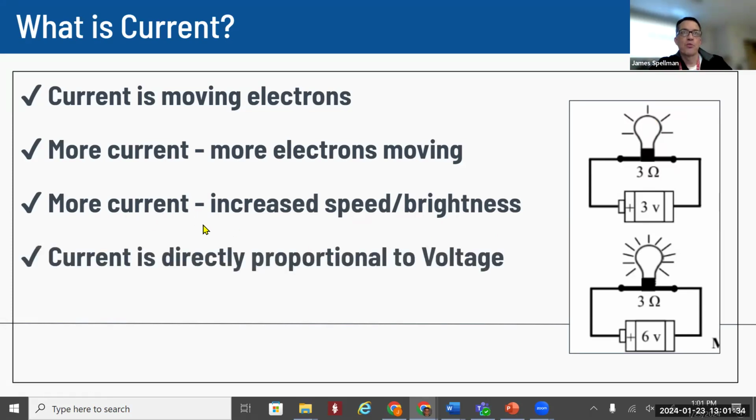Again, think about water going through a hose. If you've got more current, there's stuff moving through it faster. Current is directly proportional to voltage. That means as one goes up, the other goes up.